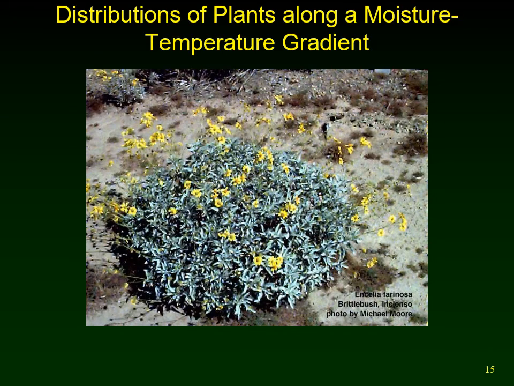Well, I hope you really enjoyed that video by Tony, and hopefully the language doesn't put you off, because his videos are absolutely amazing. And now you know all about Encelia farinosa, the brittle bush that he was showing you. Here's a picture of it. And in your textbook, they talk about its distribution along the moisture temperature gradient and the research that he was actually talking about in that video. So I don't need to spend a lot of time on this.